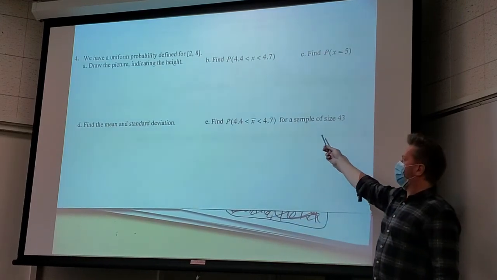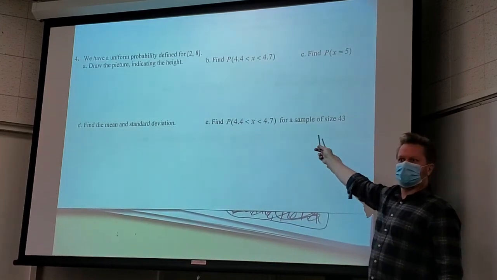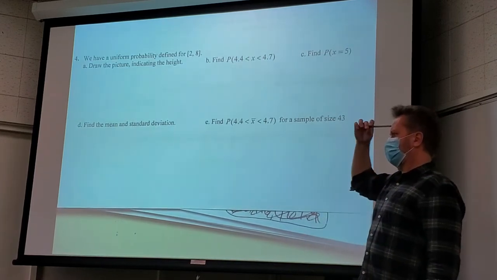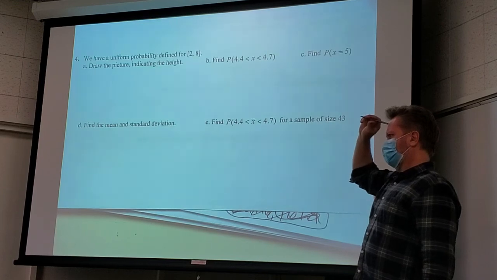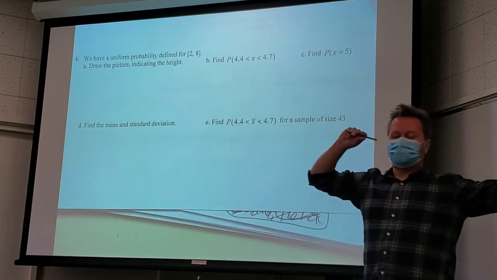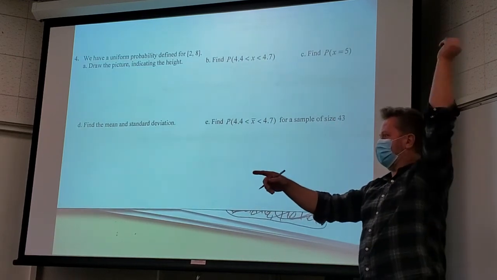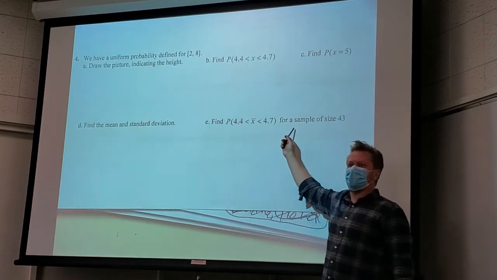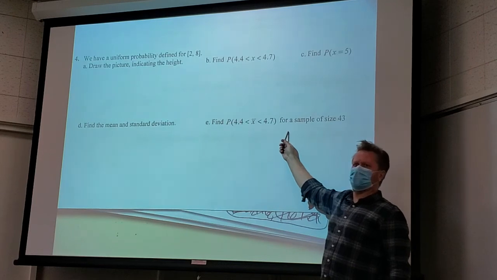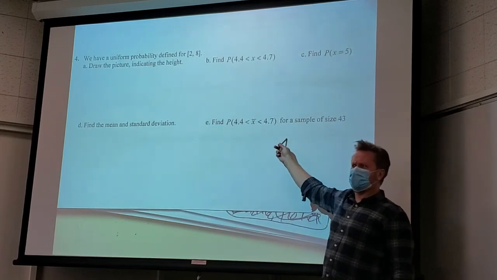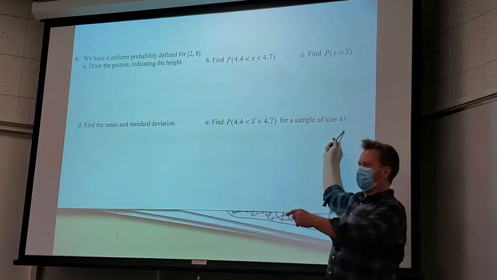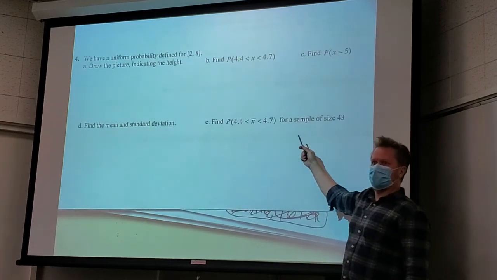What's going to happen in part E? What do I need to do for part E and why? Yes, you find a new standard deviation, because it's a group of 43. What's the distribution going to look like for part E? Normal enough, because it's greater than 30.